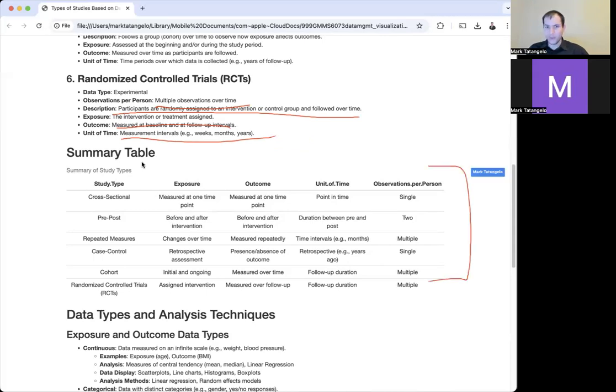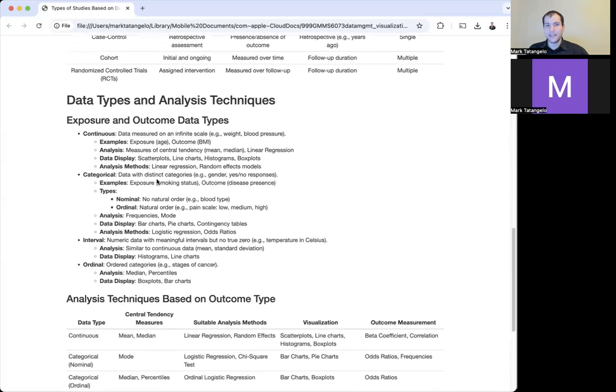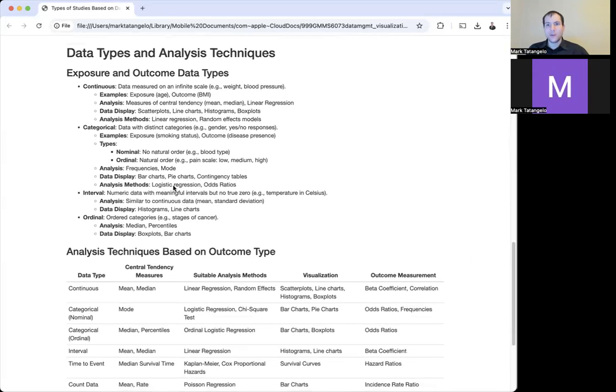Here's your summary table where you can quickly refer to your data. Now, we've covered some study types, but now I want to speak a bit about the data types, and these will also inform what kind of analysis you can do.